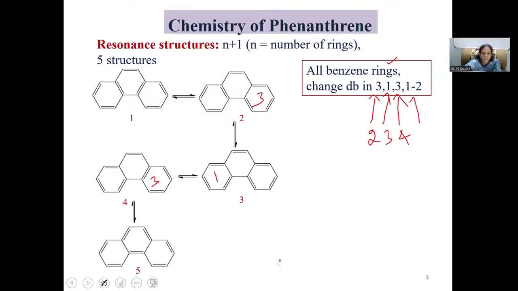Now, to write the fifth resonance structure, take the first resonance structure. Write the structure as it is, and modify the double bond positions with respect to the second aromatic ring. Remaining structure should be drawn similarly. This is how subsequently you can change the position of double bonds so that you will get the next resonance structure. In fact, that is the definition of resonance structures: they differ only in terms of the delocalization of electrons. Simply the double bond position will be changed.